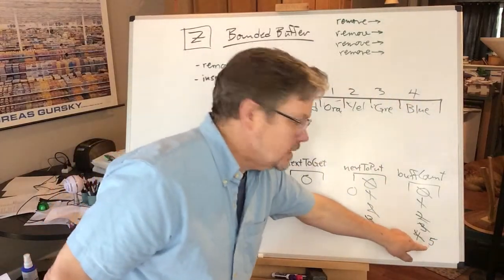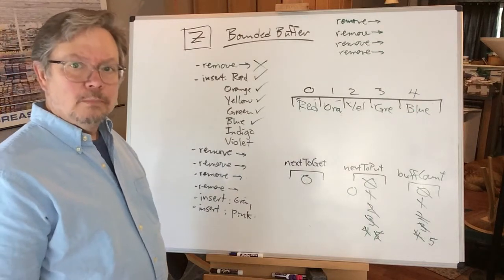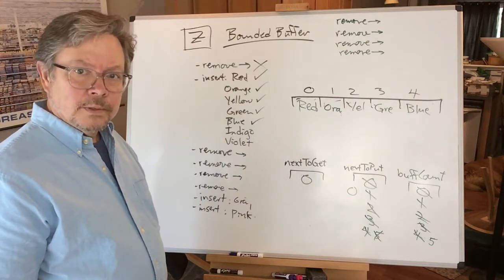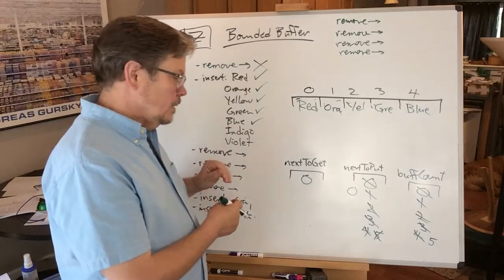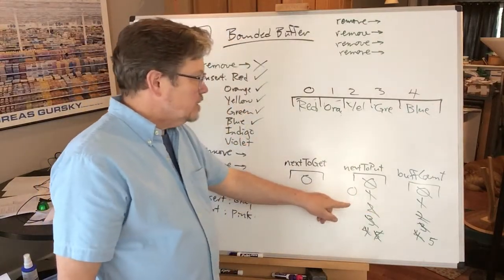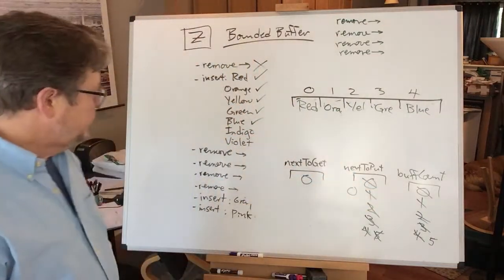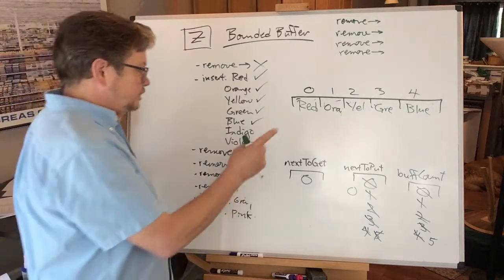That's not an index number. That's telling me how many things are in my bounded buffer right this instant. So here, this snapshot, what have I got? I just now split these apart because next to put had to wrap around to the beginning of the array. Buff count is up to 5. So that was with blue.